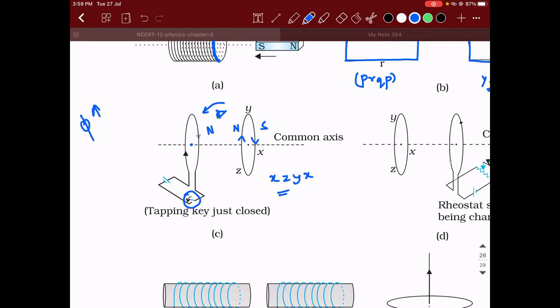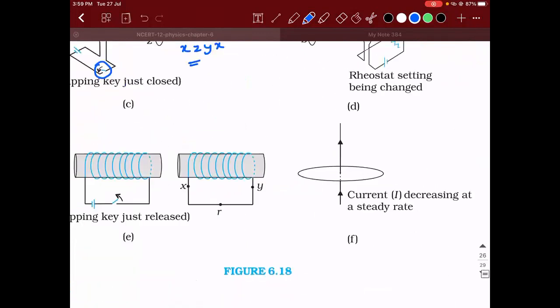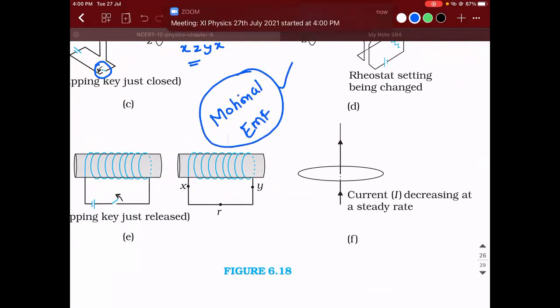Am I clear, guys? Yes, sir. These are all some problems. The remaining three problems you can try and let me know if there is any doubt in tomorrow's class. In the next class, I'll start another topic called motional EMF. So that will be the topic for tomorrow's class.